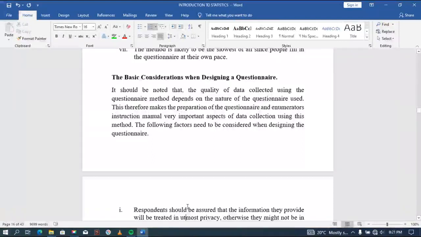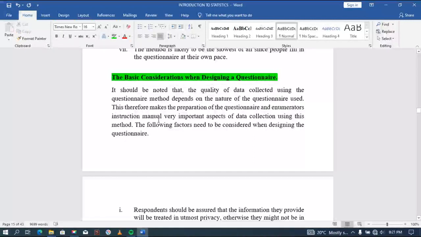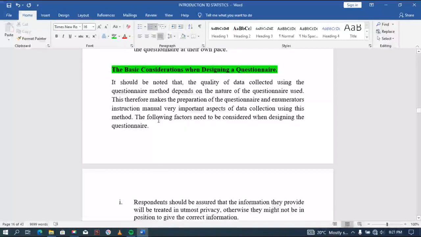Basic considerations when designing questionnaires. What do you need to take into consideration when it comes to designing a questionnaire? It should be noted that the quality of data collected using the questionnaire method depends on the nature of the questionnaire used. This therefore makes the preparation of the questionnaire and the enumerator's instruction manual very important aspects of data collection using this method.